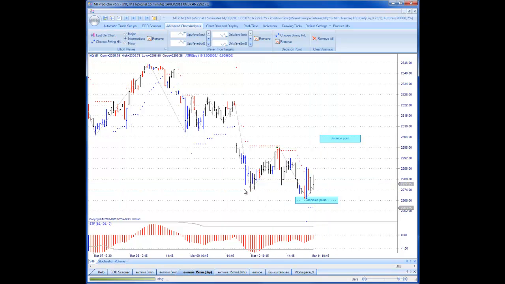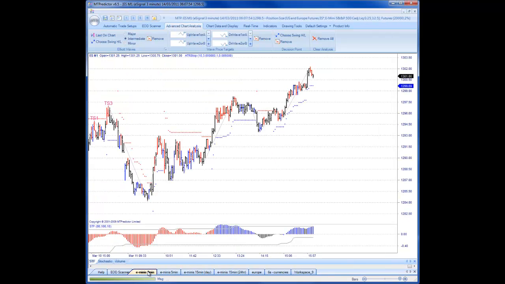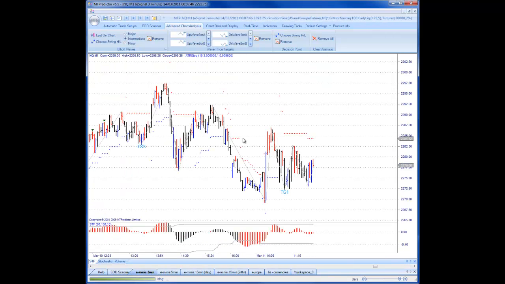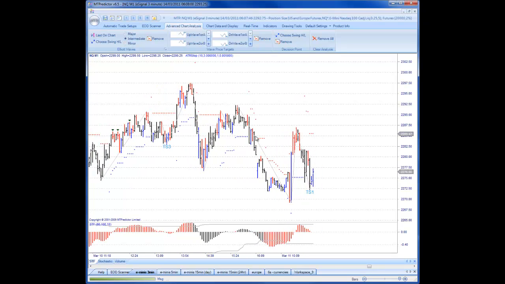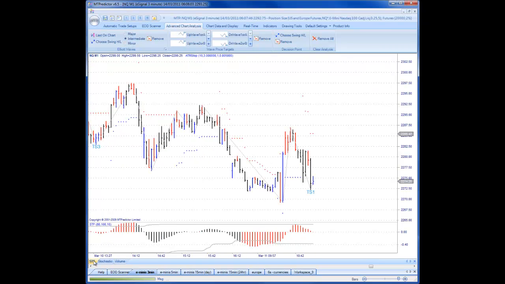So that sets up the larger degree support and the larger degree target on the 15-minute chart. We go back to our 3-minute chart on the NQ, and if I go back a bit to this point here, here we have a TS1 buy setup. Now yes, it's against the red STF, but as I've already explained, advanced traders would have known that this was the initial rally off an important 15-minute support zone.